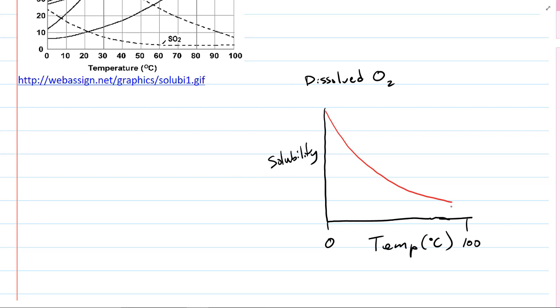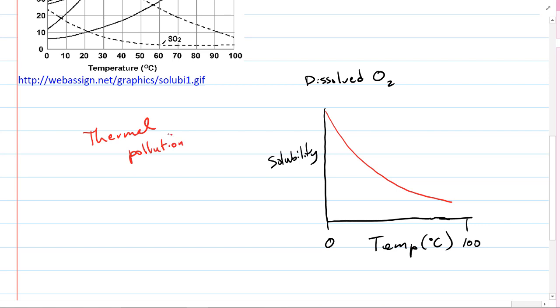One of the other things we could mention here is something called thermal pollution. And this is probably something you've never heard of before. Normally when you think of pollution, you think of chemical pollution. But what would thermal suggest as far as pollution goes?